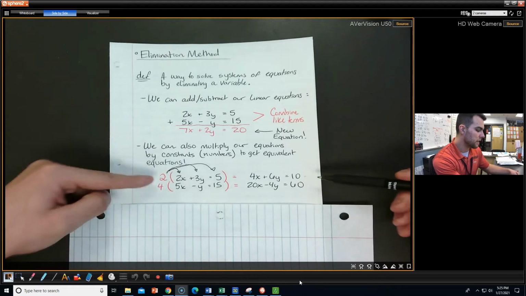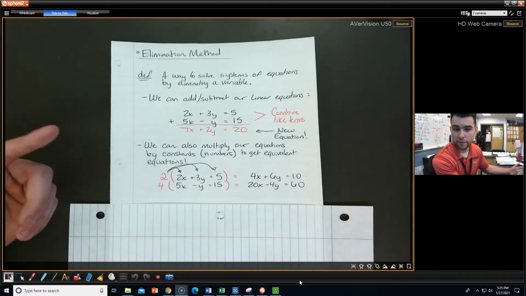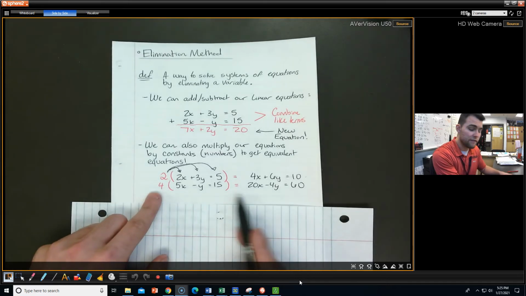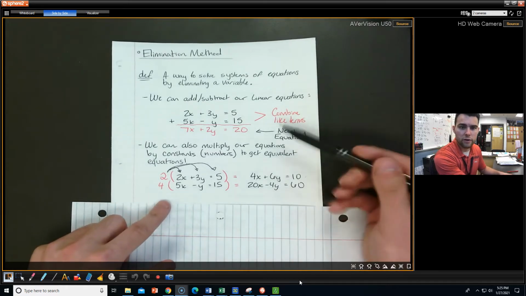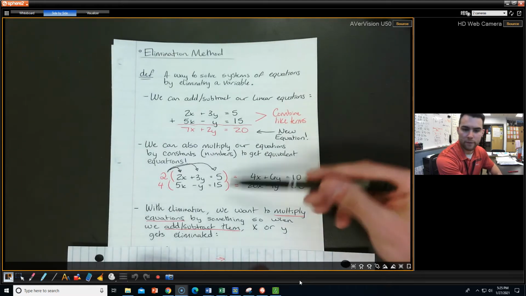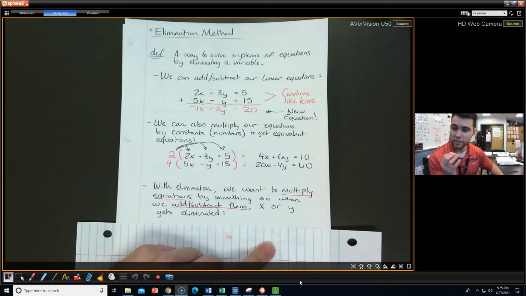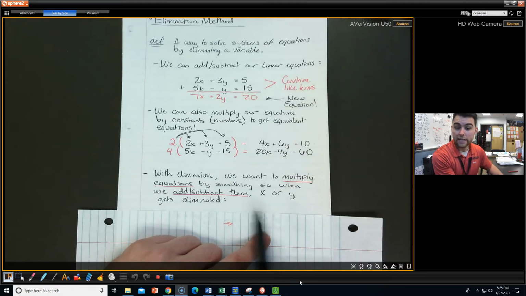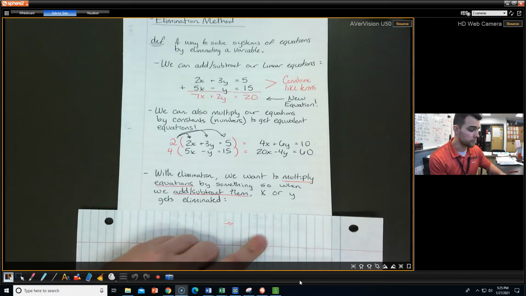Now we have two equations that have just been multiplied. This one's multiplied by 2, this one's multiplied by 4. Equivalently, I don't think that's a word, but equivalently, they are the same thing. They're just multiplied by a factor of something. So if we can add and subtract our linear equations, and we can also multiply our equations by something, using those two ideas we can do the elimination method. With elimination, we want to multiply our equations by something so that when we add or subtract them, x or y gets eliminated. Just one of them.